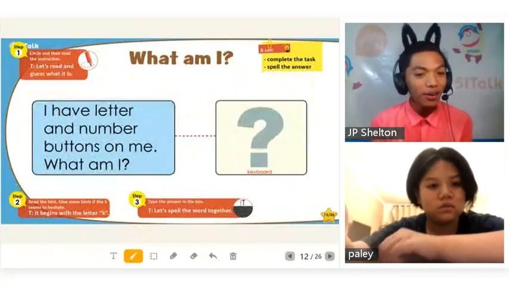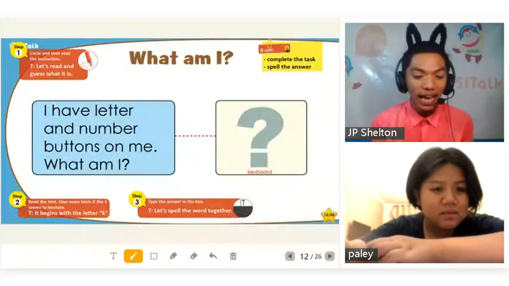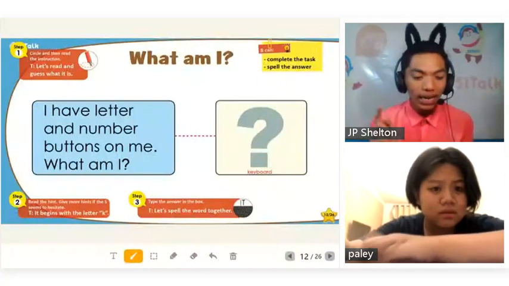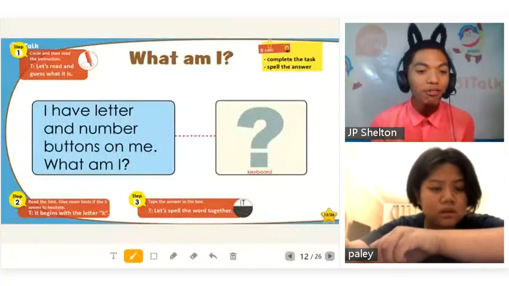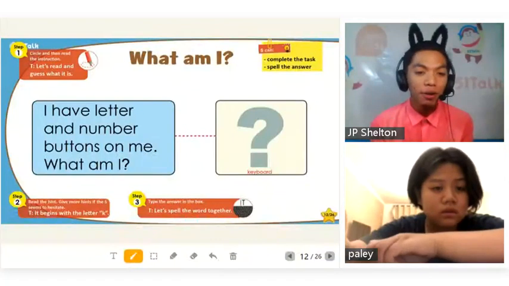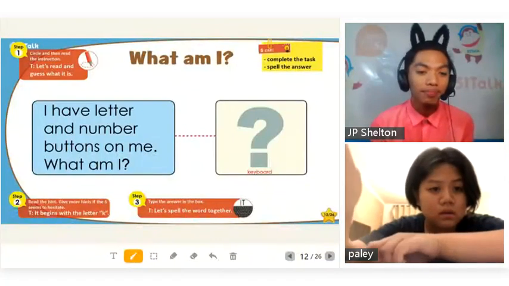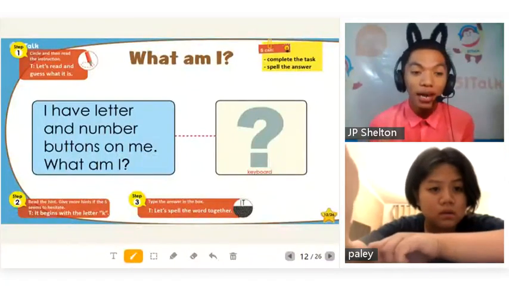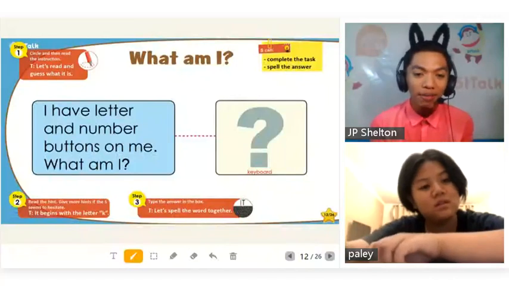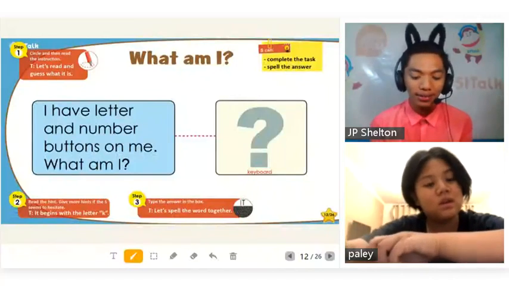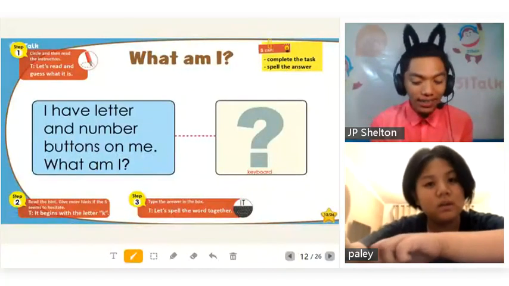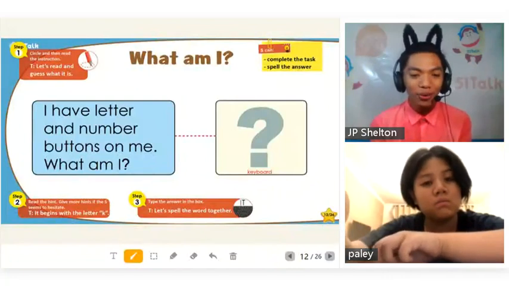Now let's read and guess what it is. I have letter and number buttons on me. What am I? It's a keyboard.